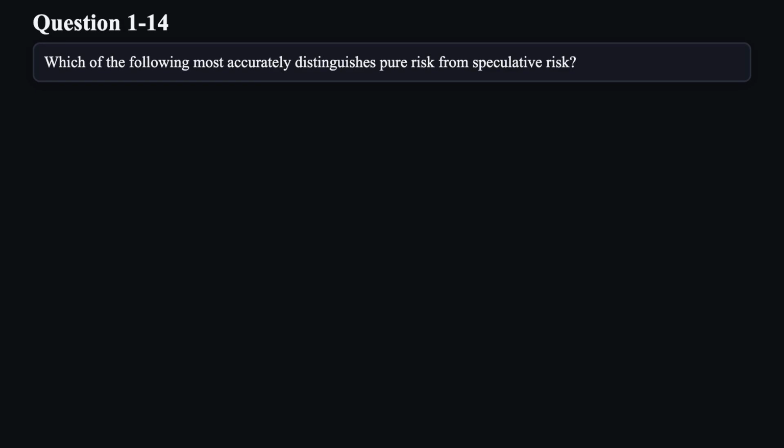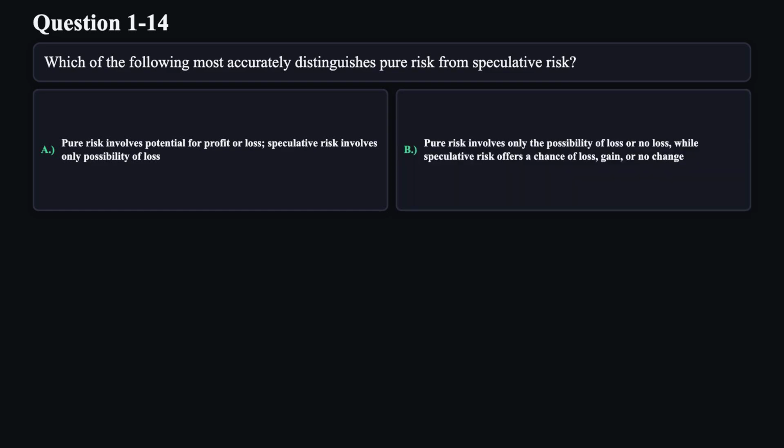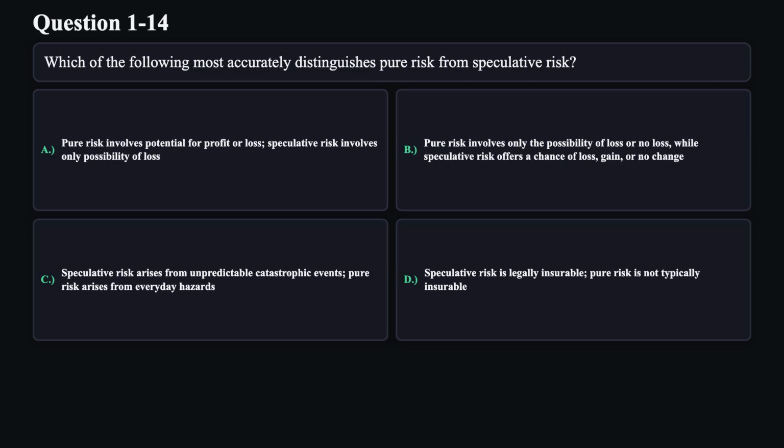Question 14. Which of the following most accurately distinguishes pure risk from speculative risk? A. Pure risk involves potential for profit or loss. Speculative risk involves only possibility of loss. B. Pure risk involves only the possibility of loss or no loss, while speculative risk offers a chance of loss, gain, or no change. C. Speculative risk arises from unpredictable catastrophic events. Pure risk arises from everyday hazards. D. Speculative risk is legally insurable. Pure risk is not typically insurable.